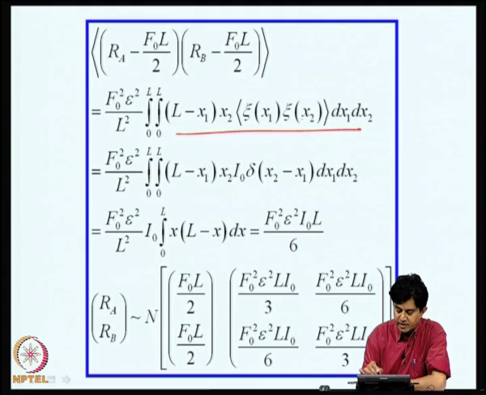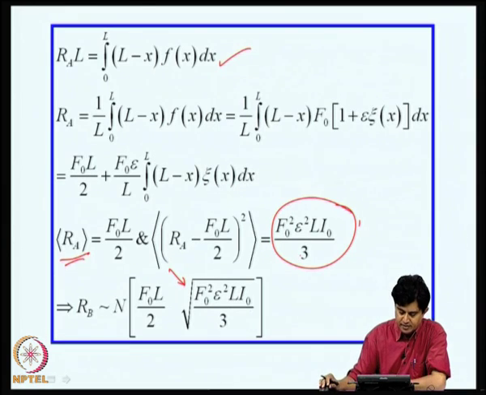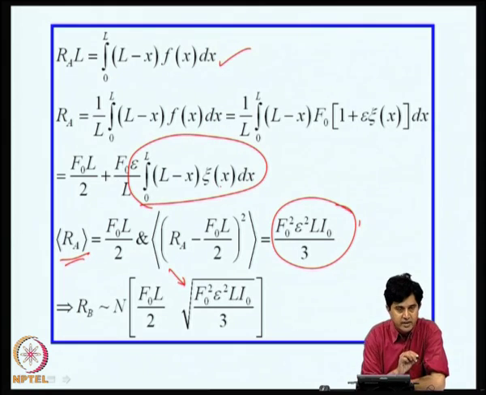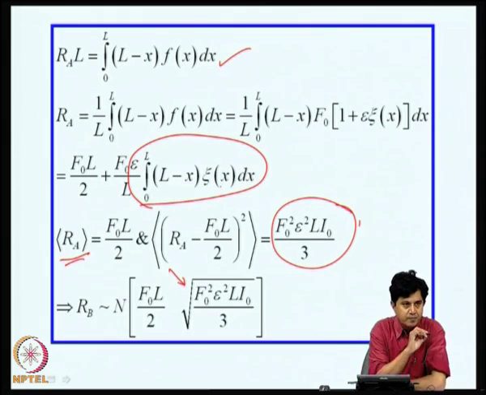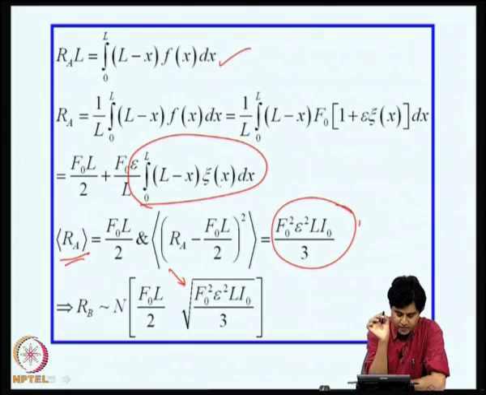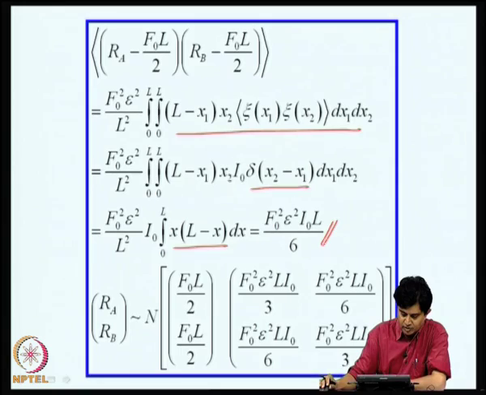We again note that the expected value of xi of x1 into xi of x2 is a Dirac delta function. So, one integration can be done quickly, the other integration is also straightforward, and we get this as the covariance. Since RA and RB are linear functions of xi of x, we are looking at quantities like integrals of Gaussian random processes. A linear operation on Gaussian random processes preserves the Gaussian property, therefore, RA and RB will be Gaussian, and in fact they are jointly Gaussian, and this is a mean and this is a covariance function.